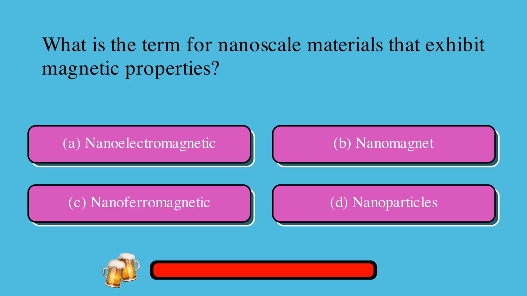What is the term for nanoscale materials that exhibit magnetic properties? Is it A. Nanoelectromagnetic, or B. Nanomagnet, or C. Nanoferromagnetic, or D. Nanoparticles? The correct answer is B. Nanomagnet.